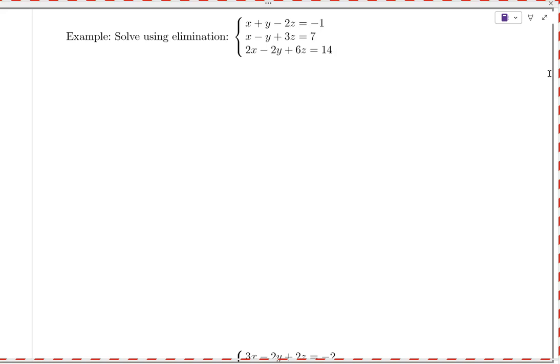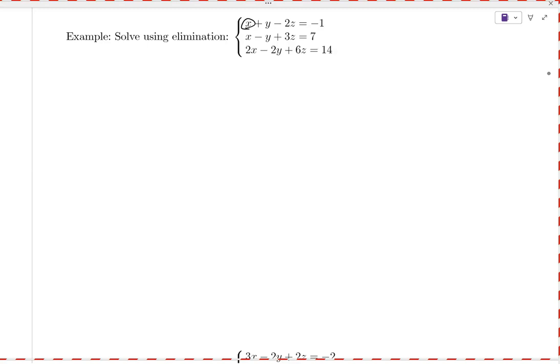All right, so notice that we already have a single x up here in our first equation. So we don't need to worry about that. So let's work off of this single x and get rid of the x's in the other two equations. So if I work with the x plus y minus 2z and the x minus y plus 3z, I guess I need to put the constants on the other side there. What do you want to do to get rid of the x?